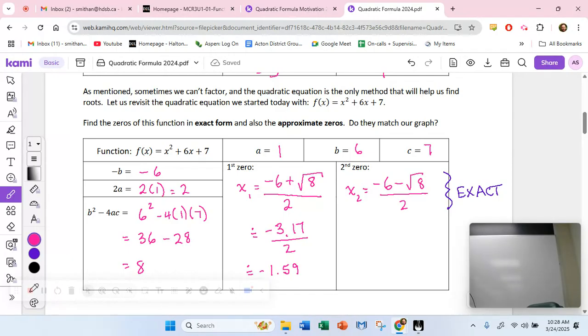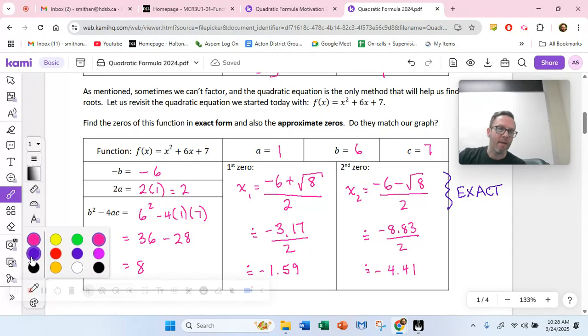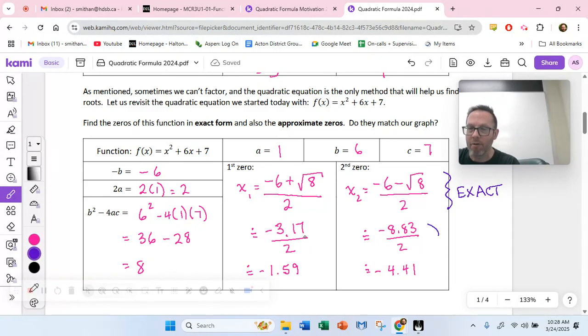The second one I'll do in 2 steps as well, but doing it in 1 step is totally fine. So negative 6 subtract the root of 8 is about negative 8.83. And when you divide that by 2, you get about negative 4.41. And these we call the approximate roots. We had to round. They're pretty good approximate roots.